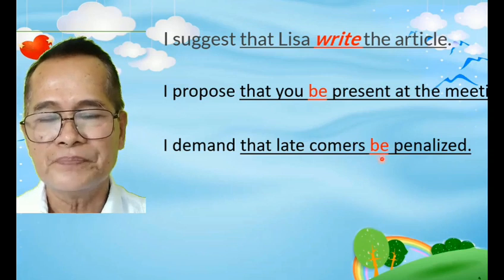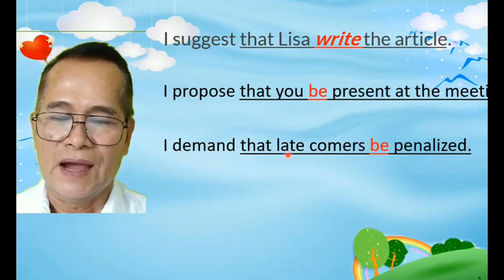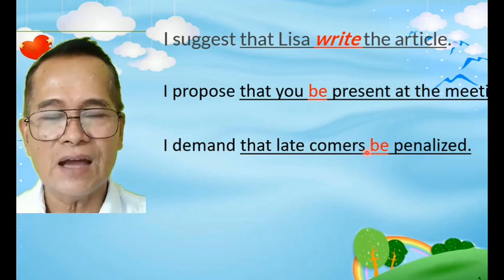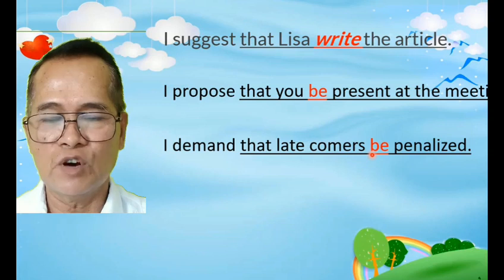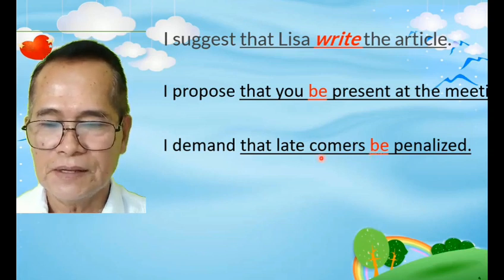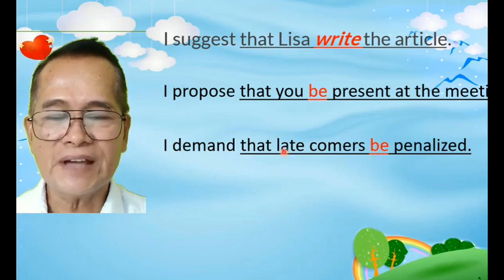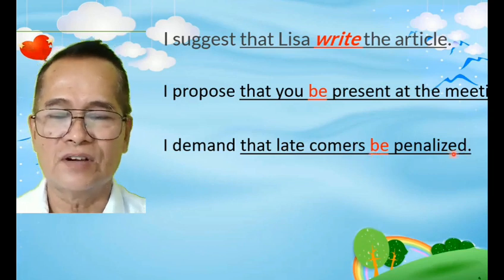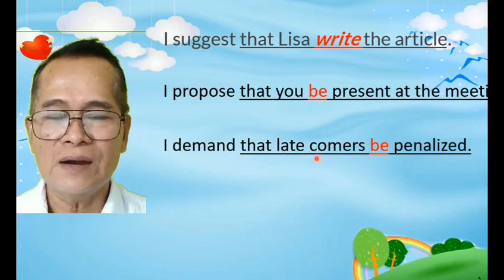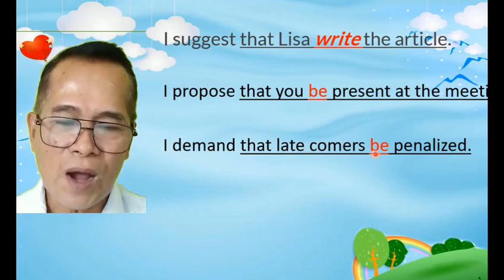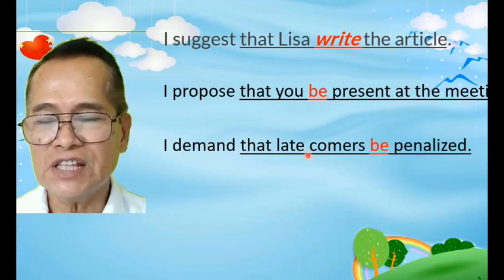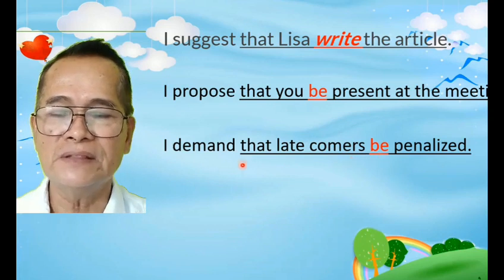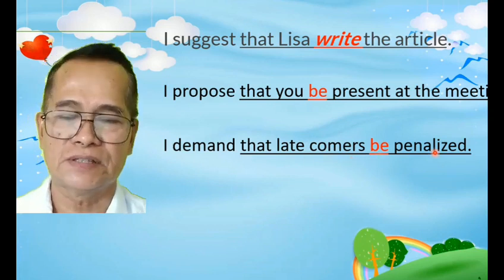Pag ordinary naman, ay hindi be ang gamit, kundi yung is, are, was, yun ang mga forms ng verb be. Say for example, latecomers are penalized. Were penalized. Ganon. Kung singular, latecomer was penalized or is penalized. But in the subjunctive mood, ang was or were ay magiging be. Like this one. I demand that latecomers be penalized.